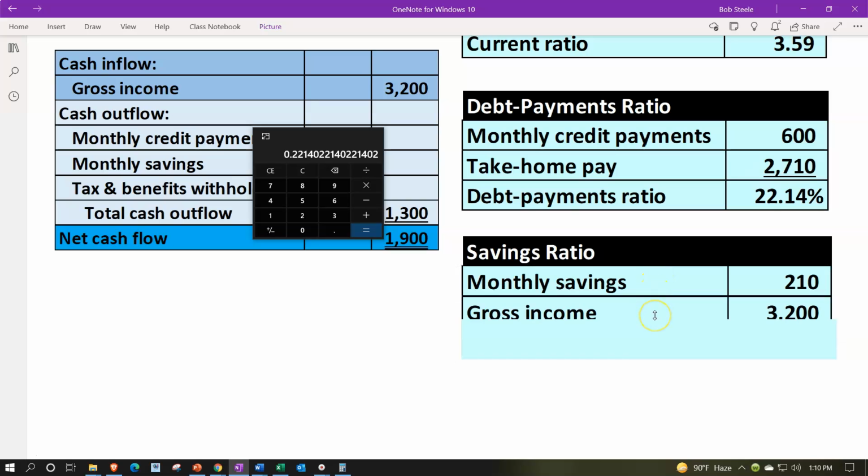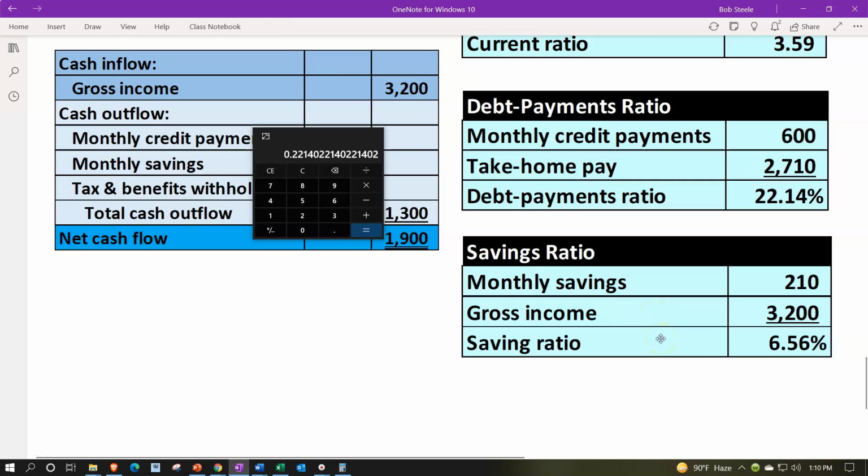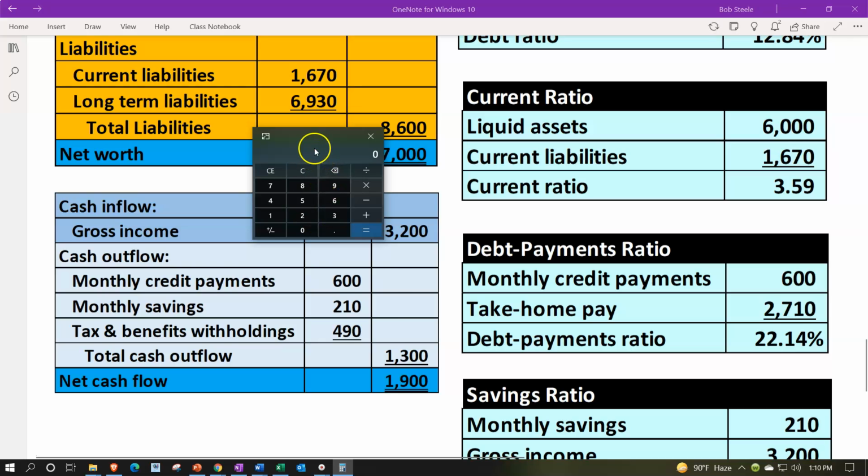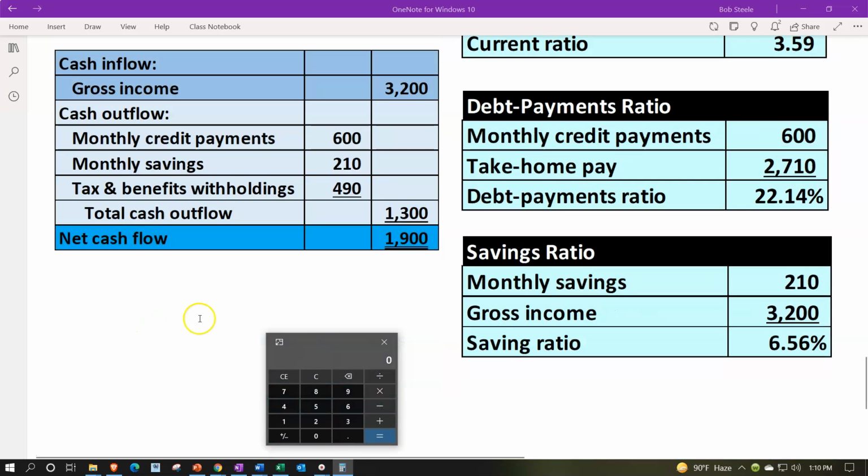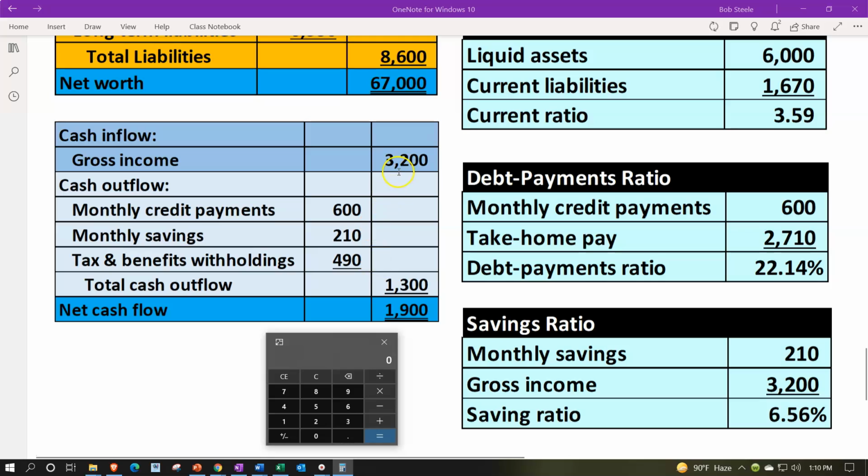And then we've got the savings ratio. We're comparing the savings, the 210, to the gross income. We're saving 210 out of the gross income this time, which is the 3,200, which may be because we might be taking that out directly. We might have that as something that's taken out of our pay to put into the savings account. 210 divided by the 3,200, if we move the decimal two places over, is 6.56.